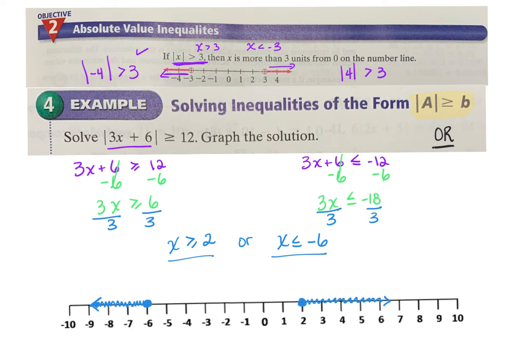So you work these very similar. You say what is inside exactly the way it gave it to you, greater than or equal to 12. Then what's inside, flip your greater than, less than, change this to the opposite. It was 12, we're going to make it negative 12. And then just solve those two inequalities like you would.